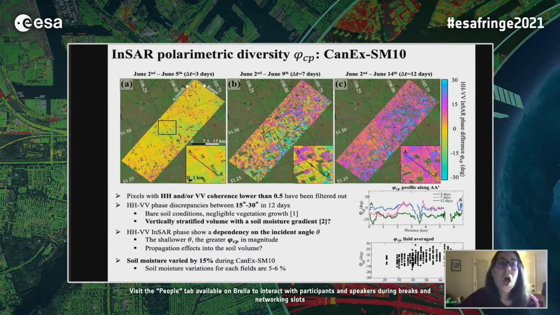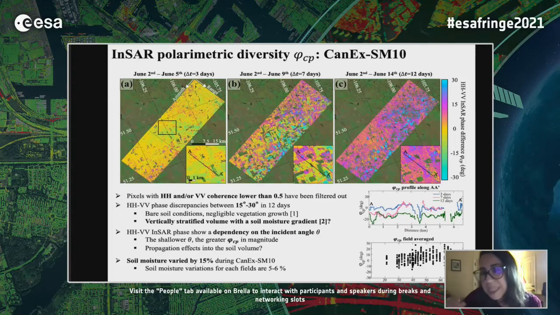This slide shows an example of the HH minus VV InSAR phase inconsistencies for the CanEx campaign. Figures A, B, and C report the difference between HH and VV interferograms for an interferometric pair with 3 days, 7 days, and 12 days temporal baseline. We decided to filter out pixels whose coherence magnitude was lower than 0.5. So the first thing to notice is that we cannot assume that HH and VV interferograms are equal, but we do see polarimetric inconsistencies in the interferogram, which do not only vary temporally.